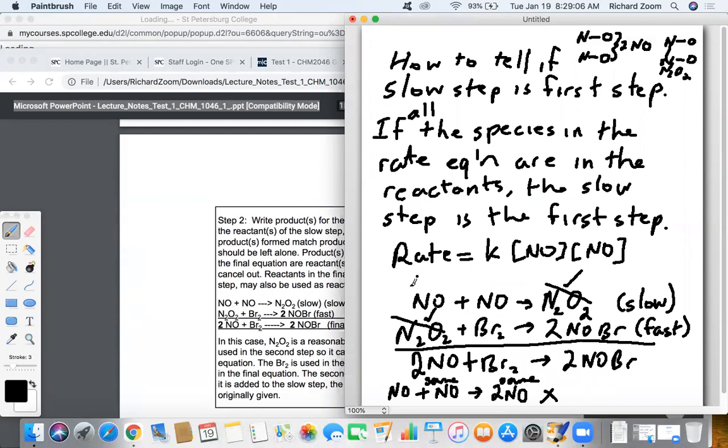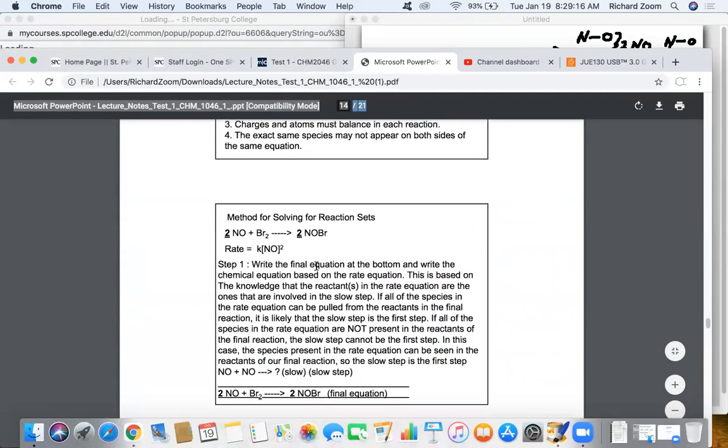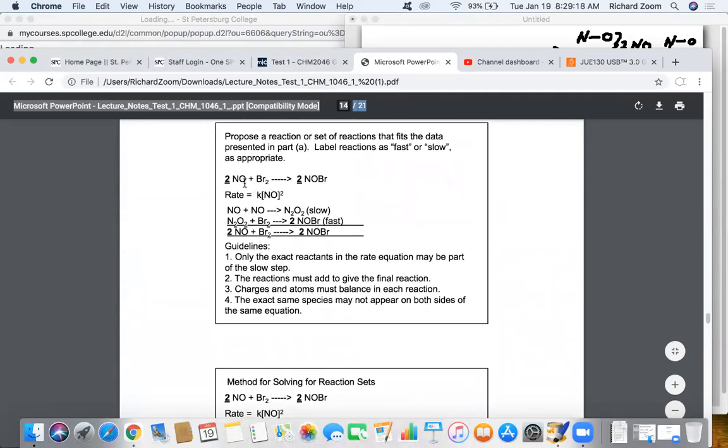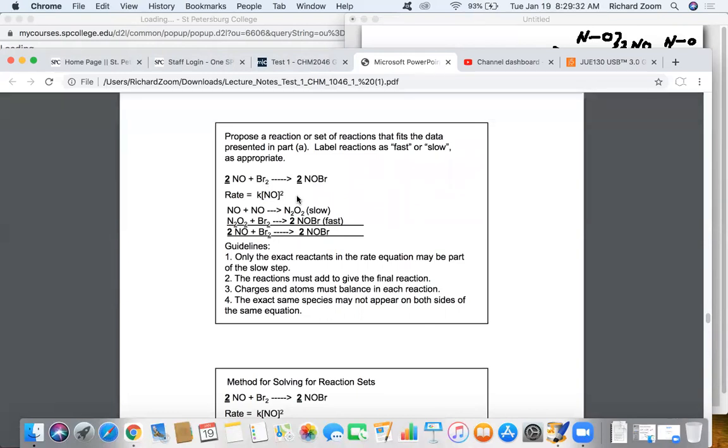So it has to be a multi-step for it to include the fast and slow? That's right. And we know it's multi-step because when we look at the rate equation, it doesn't contain all the reactants. In order for it to be one step, it would have to be rate equals K NO squared and the Br2 would have to be in the rate equation as well. But it isn't. So we know that it must be more than one step just based on that. Anybody have any other questions?